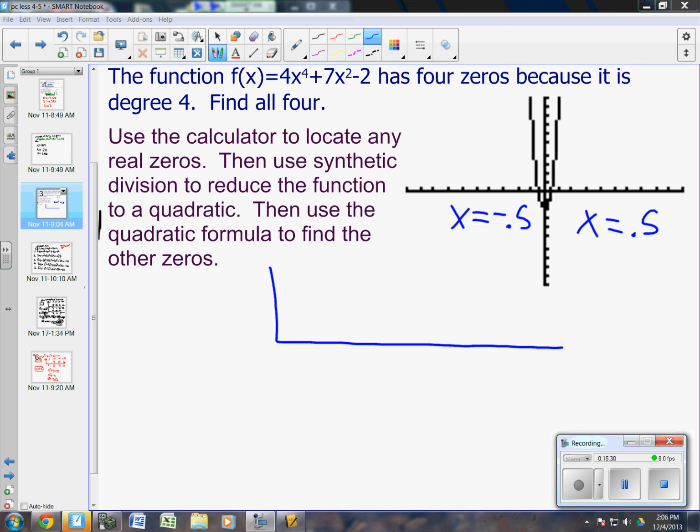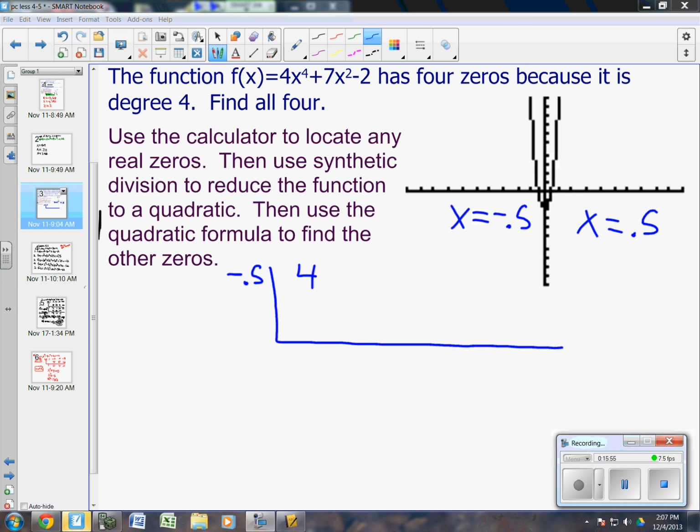What number goes right here, you guys? Either negative 0.5 or 0.5. By the way, since these are solved, these are not written as factors. This is not x minus something or x plus something. This is x equals negative 0.5. That's the number that goes in front. It really doesn't matter which one I do first, negative 0.5 or 0.5. Okay, what are my coefficients across here?